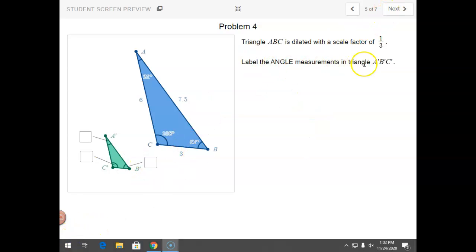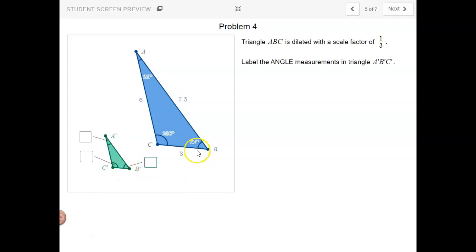Now this one is talking about the angle measurements. Remember, similar angles are the one thing that doesn't change, not the side length. So these all stay the same. This matches up right here. So guess what? This is 51. Here's C, here's C prime, so this is 108. Over here, 21, this matches up, so I do 21. Remember, the one thing that does not change is the angle measurements.